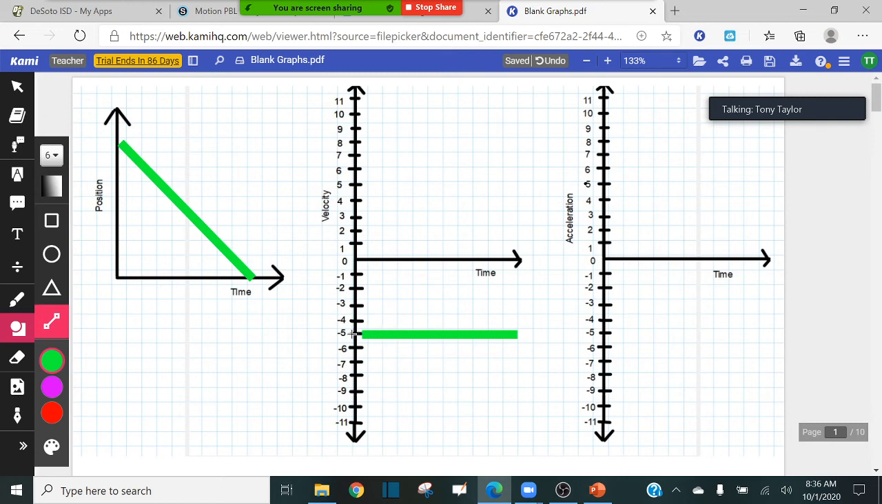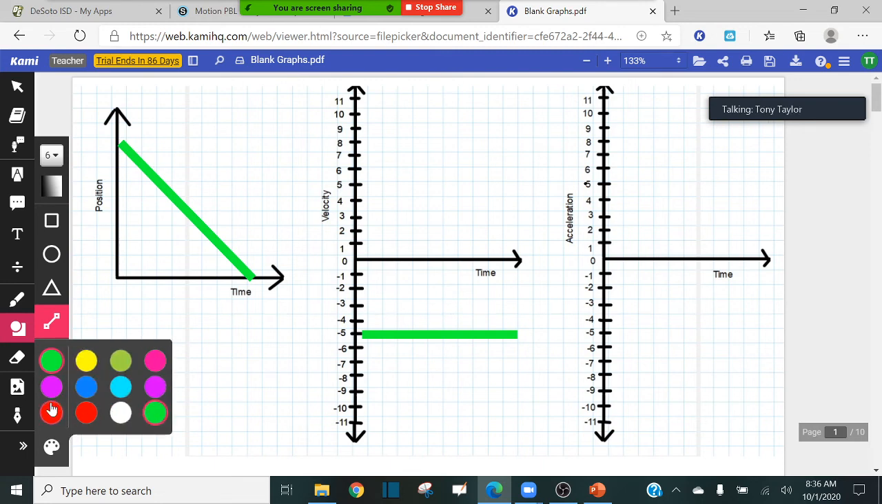So notice our velocity is constant. Now, assuming this velocity was constant at 5 meters per second, then I would come here and I would draw a straight line through 5 meters per second. And notice the velocity stays constant with time. So this is this exact same scenario represented on a velocity time graph.